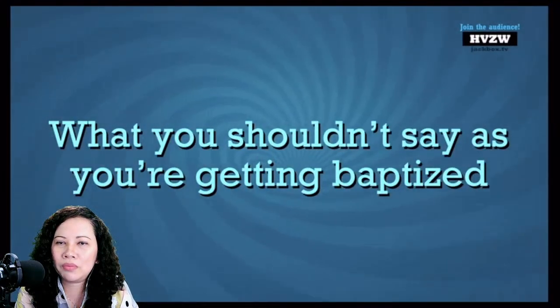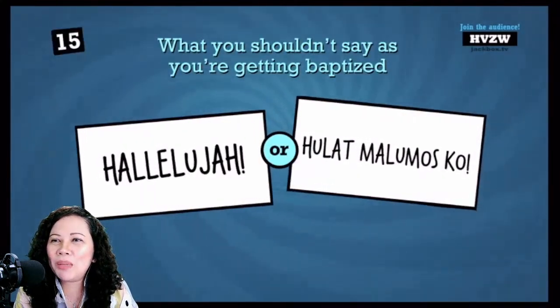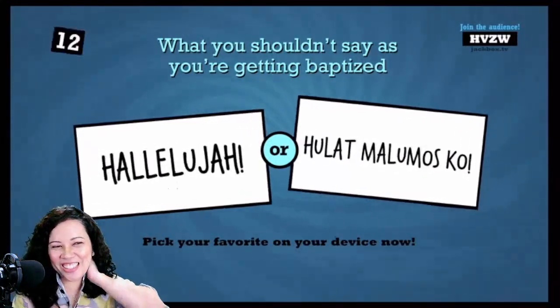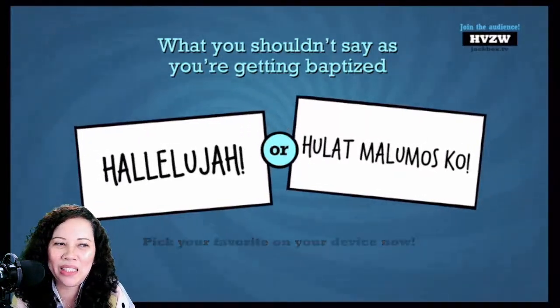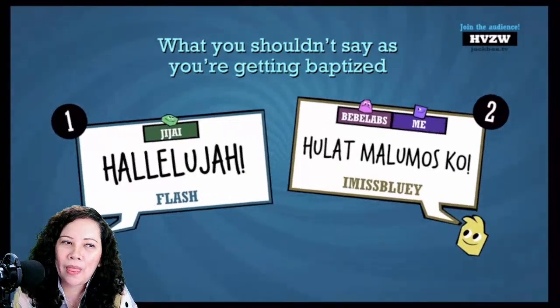Your next prompt is what you shouldn't say as you're getting baptized. Ulat malumos ko. What is this? What kind of? All right.